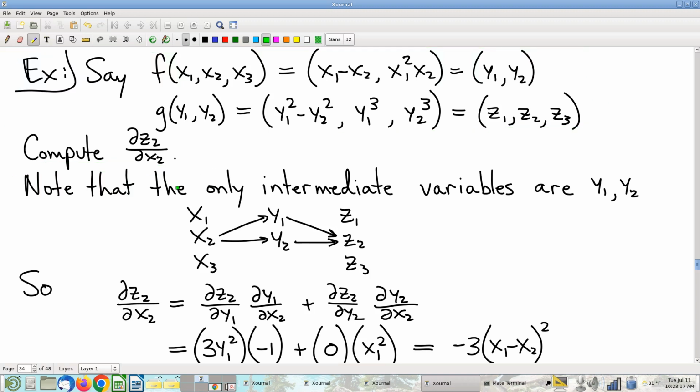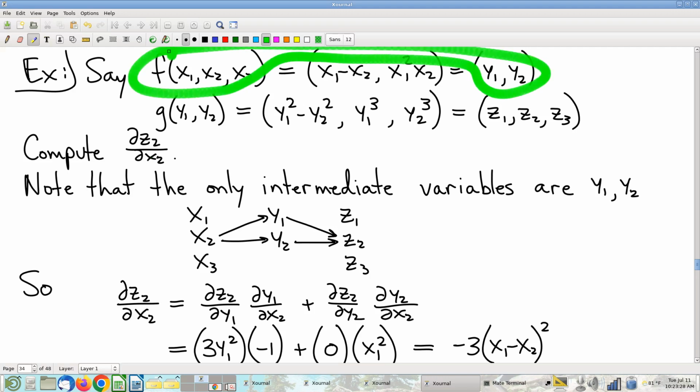Now I've been asked to compute the partial of z2 with respect to x2. I'm getting ahead of myself, aren't I? Diagram first. F has three inputs, x1, x2, x3, and two outputs, y1, y2. There it is on my diagram.